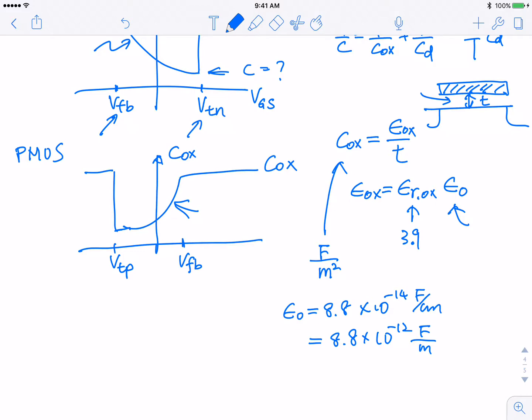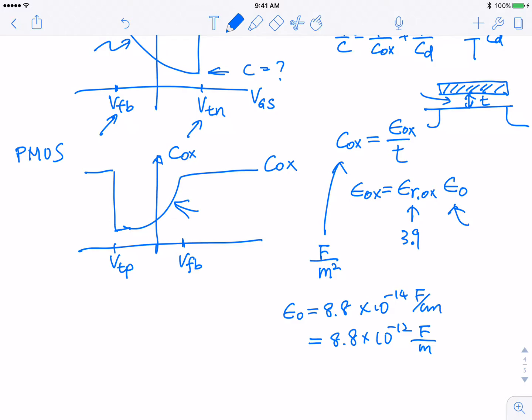Whether per unit area or the full capacitance given the size, they all have the same functional form. They all look the same. The unit will be different. The scale will be different.